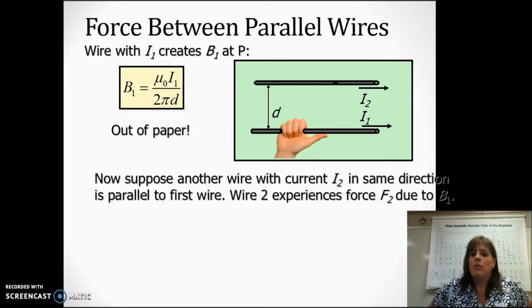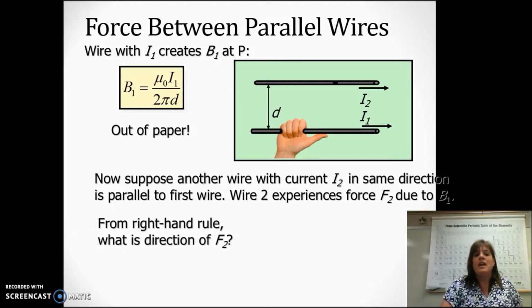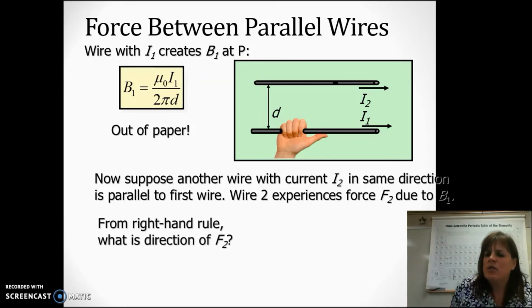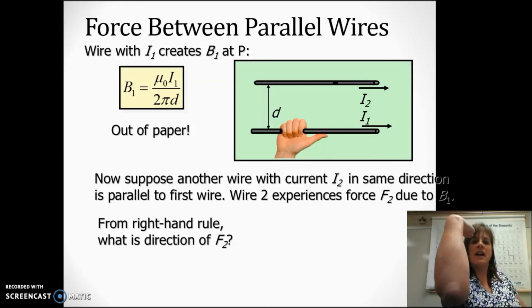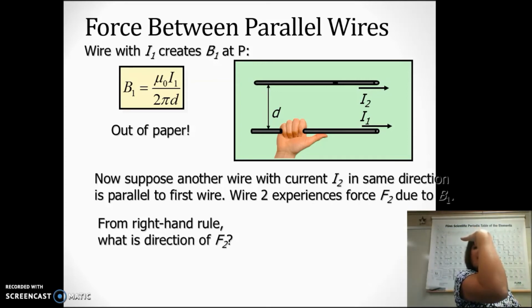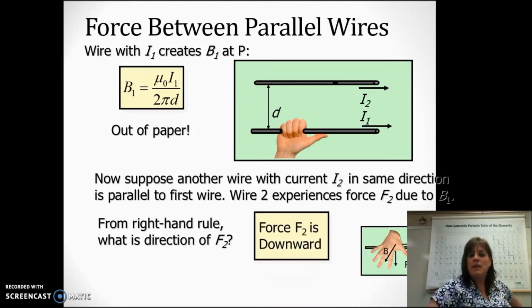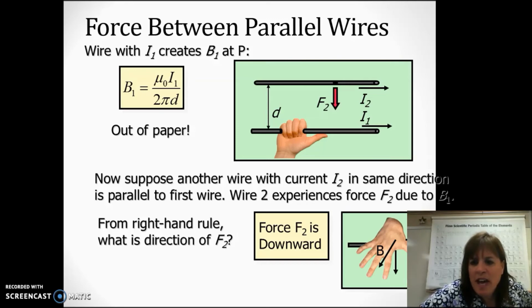But let's throw another wire in. What if we put wire 2 in here, running current in the same direction? Now I've got this magnetic field from wire 1, so wire 2 has moving charges in it, it's got current, and it's going to feel a force due to the magnetic field from wire 1. Now, from the right-hand rule, what is the direction of that force? We just said the magnetic field was out of the page, so rotate your hand so that the magnetic field is pointing at you. Put your thumb to the right. What is the direction of your palm? Your palm should be pointing down, so the force should be down. Did you get that?